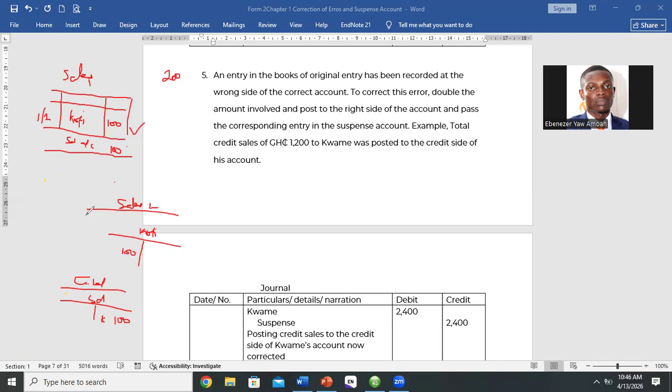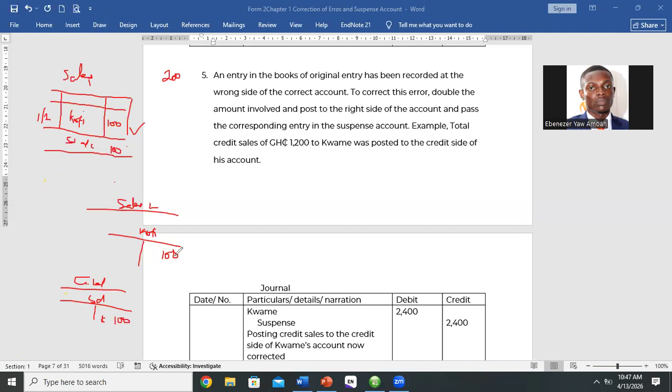So in this example, I edited it and said that we were supposed to debit Kofi if we are posting from the day book to Kofi's account, but we came here and we credited Kofi. So what have we done? We have recorded an entry from the day book, from the original book of entry, at the wrong side of the account. Kofi's account is supposed to be debited if you are posting from the sales day. But what did we do? We came to credit.